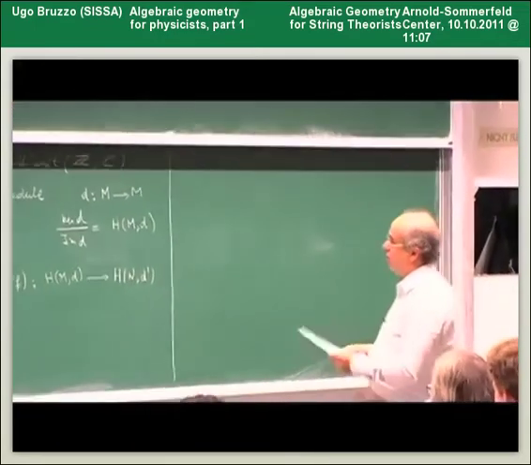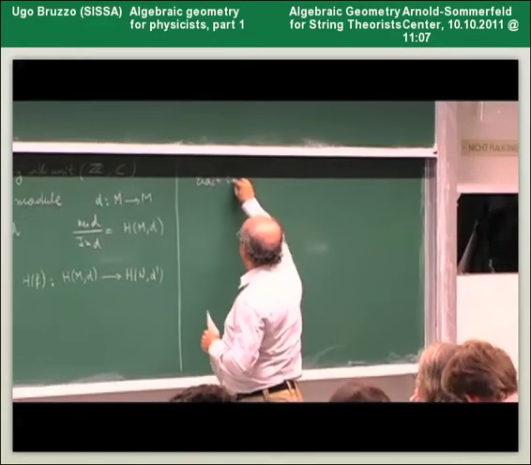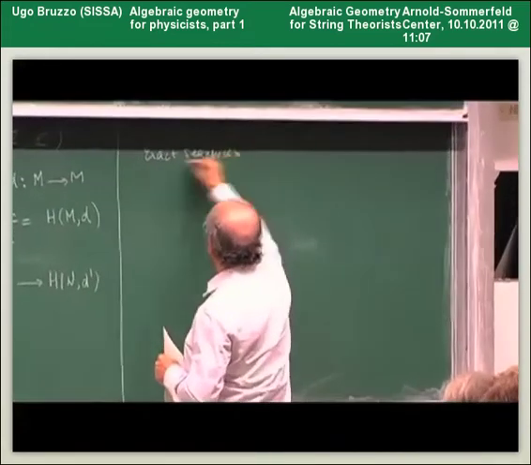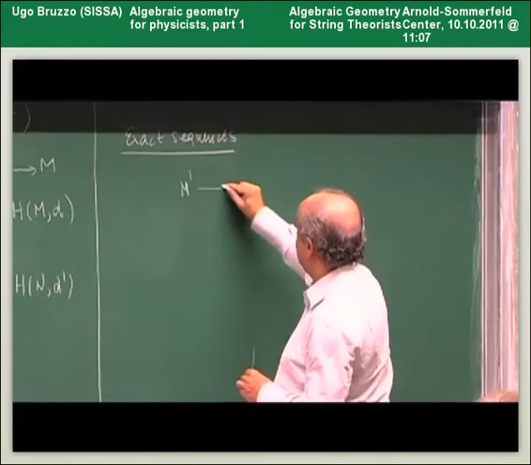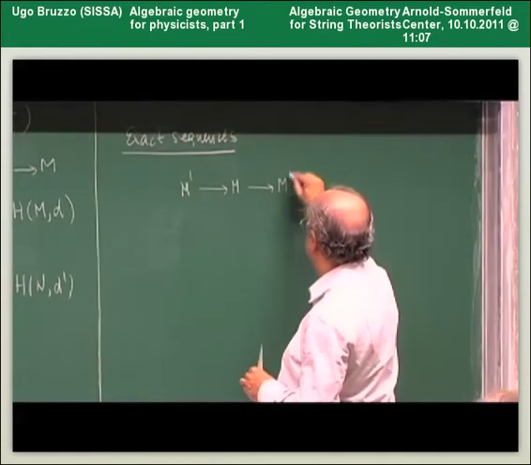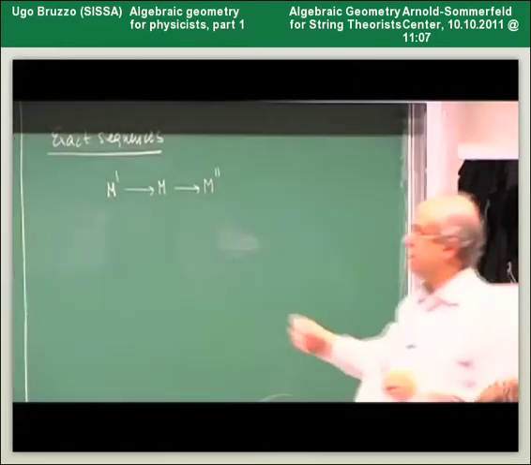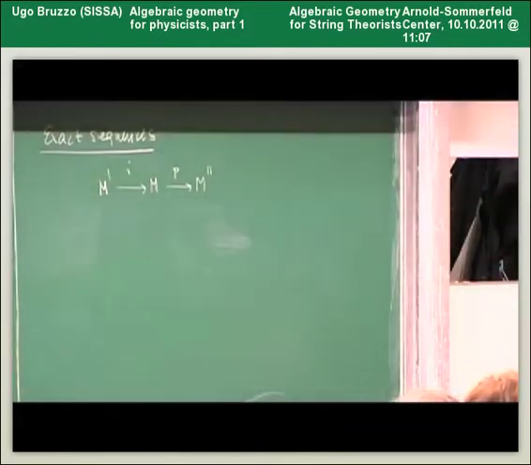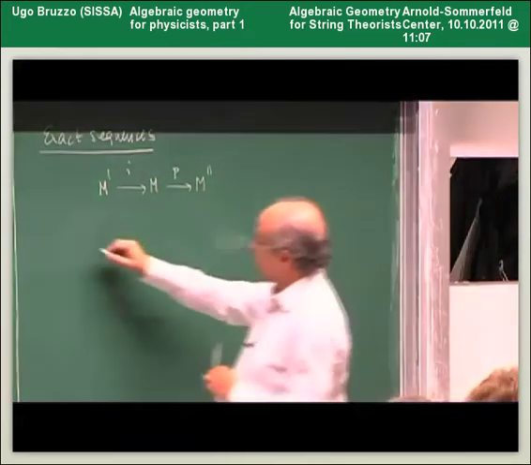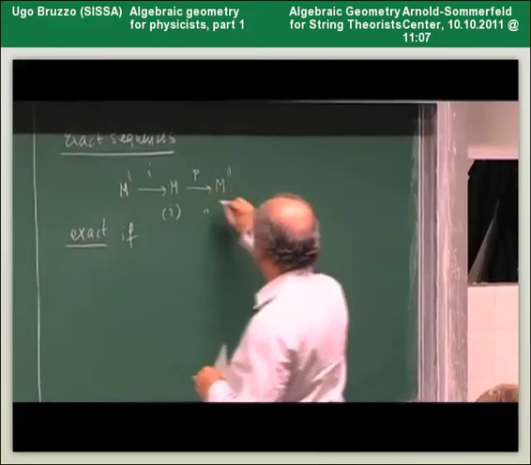Okay, so this is the first notion, differential module, its cohomology, etc. And we shall also need the notion of an exact sequence of R modules. So suppose we have two maps between M prime, M, M double prime, which are R modules, and we have maps in this way. Then we say that this is exact if three conditions are satisfied.